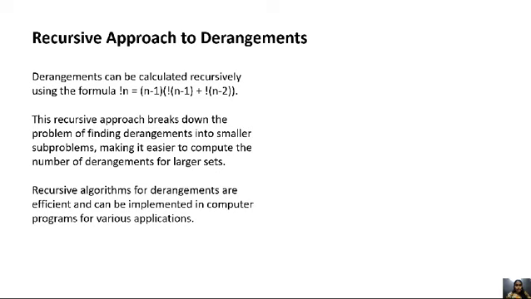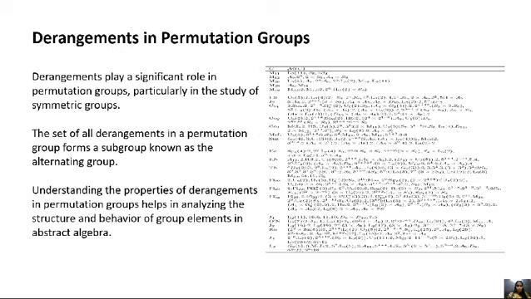Recursive approach to derangements. Derangements can be calculated recursively using the formula !n equals (n minus 1) times (!(n minus 1) plus !(n minus 2)). This recursive approach breaks down the problem of finding derangements into smaller subproblems, making it easier to compute the number of derangements for larger sets. Recursive algorithms for derangements are efficient and can be implemented in computer programs for various applications.